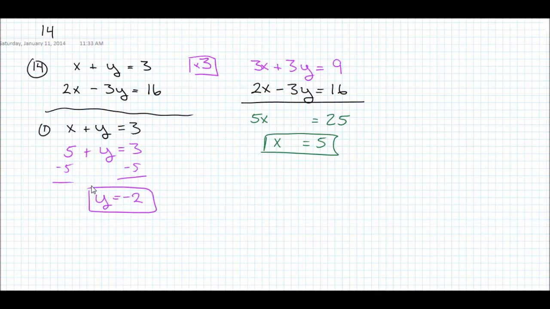So our solution set is x equals 5 and y equals negative 2. So we write that as 5 comma negative 2. And that's our solution set.